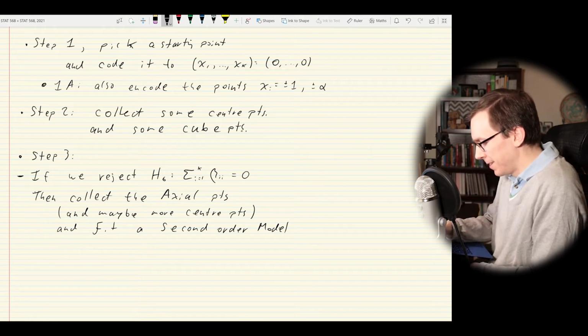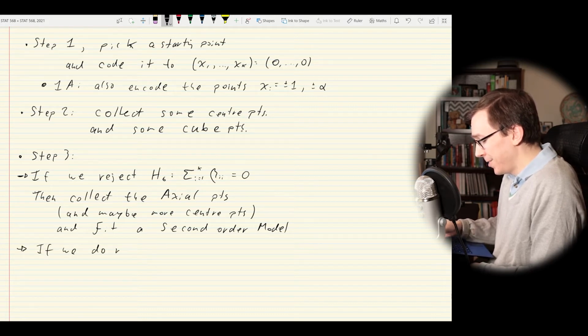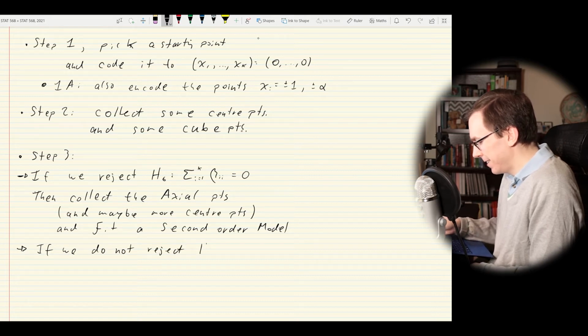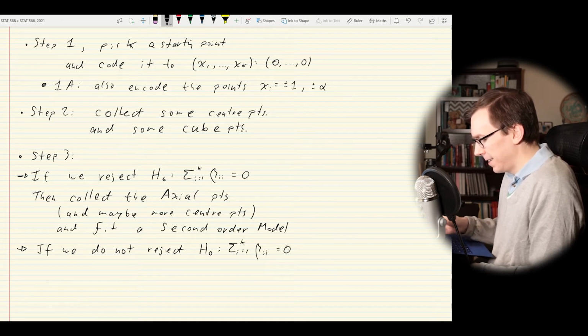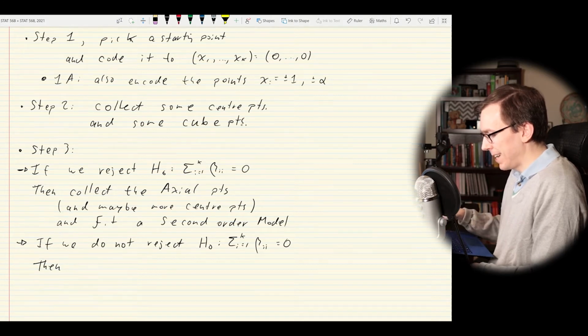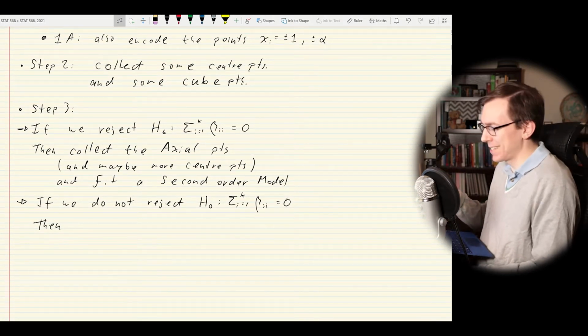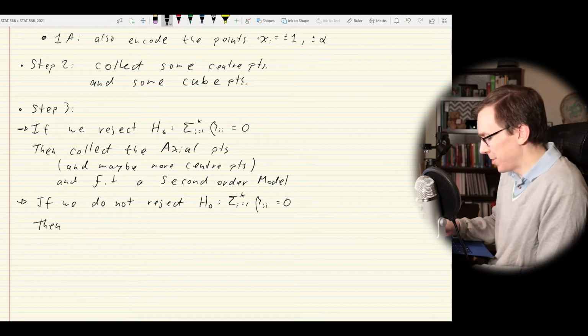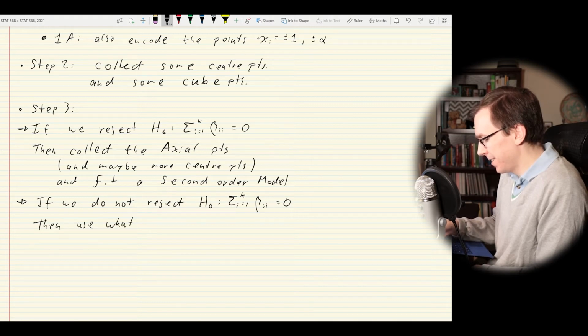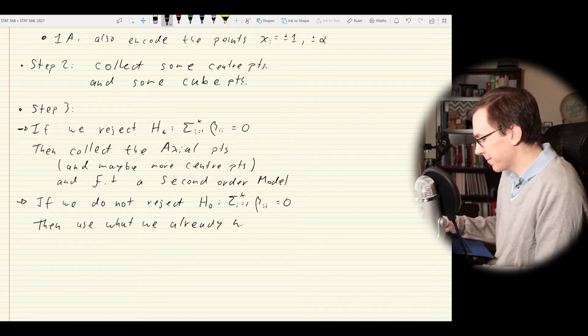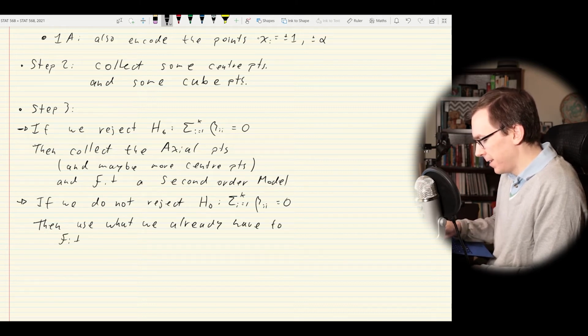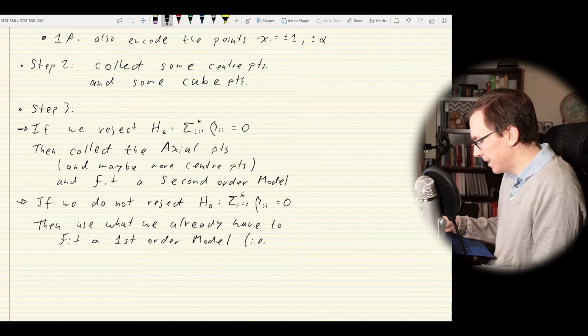So this is the first if. The second if is if we do not reject H naught, then what we said is we feel like it's more of a plane. Then rather than collecting more data points, we just use what we already have to fit a first order model, i.e. a plane.